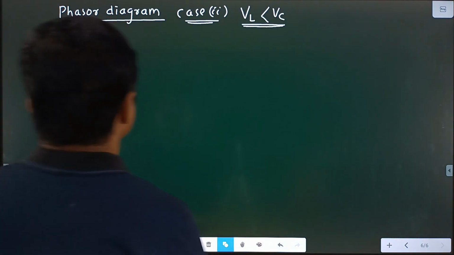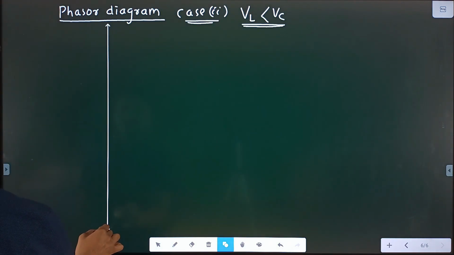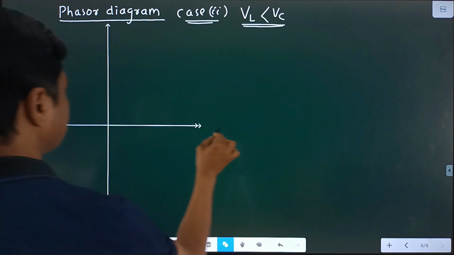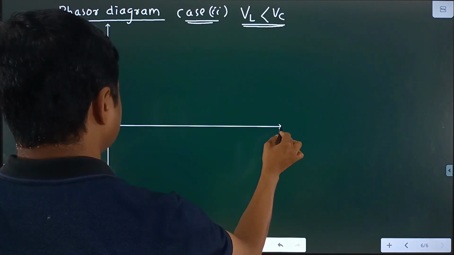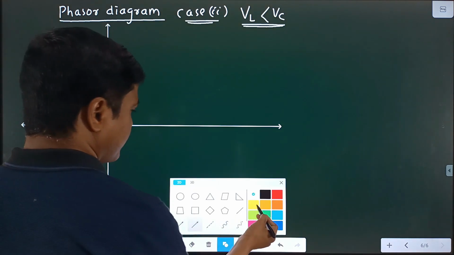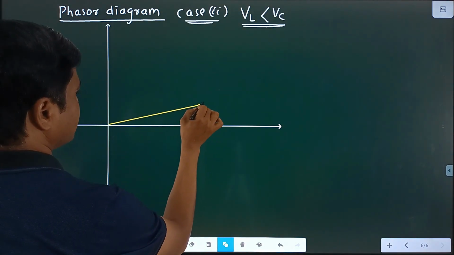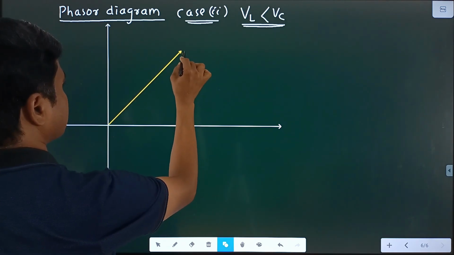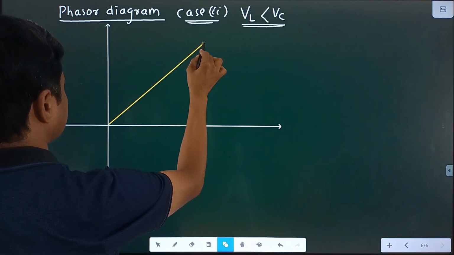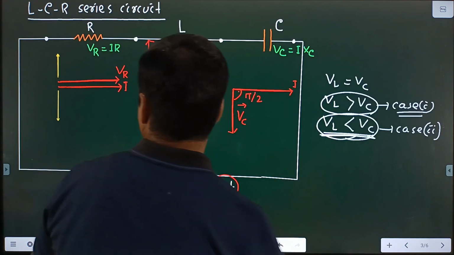Same thing, we draw two axes. This one is the first axis. We draw another axis. This one is the second axis. First we draw the VR phasor. Suppose this one is the VR phasor. And another phasor, that is VL and VC.